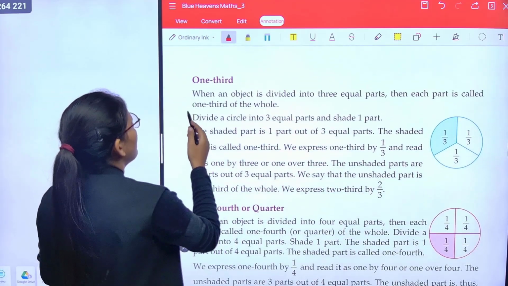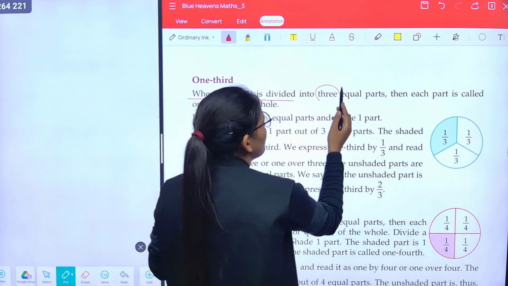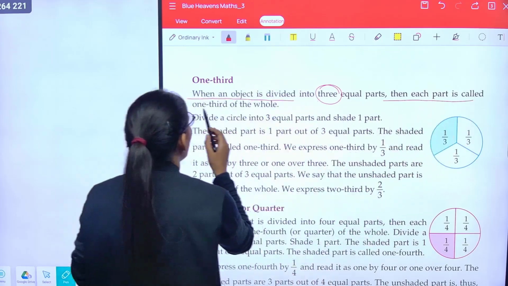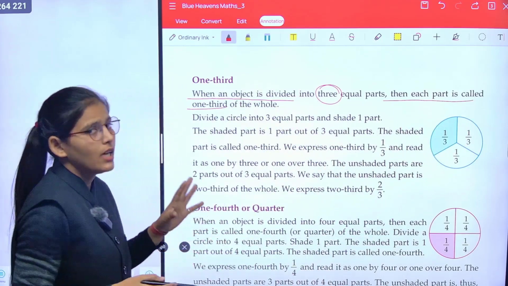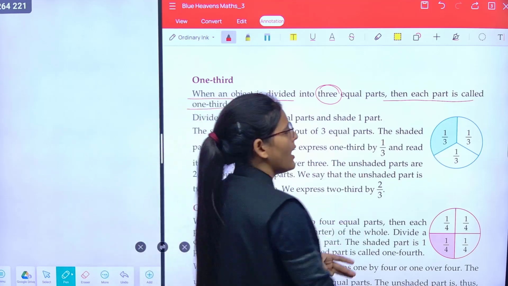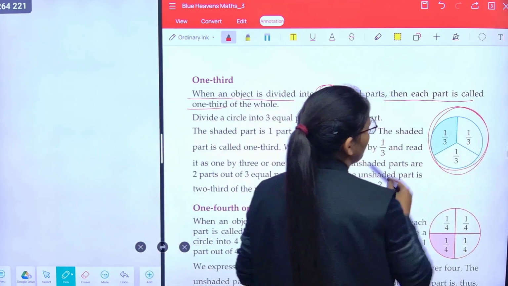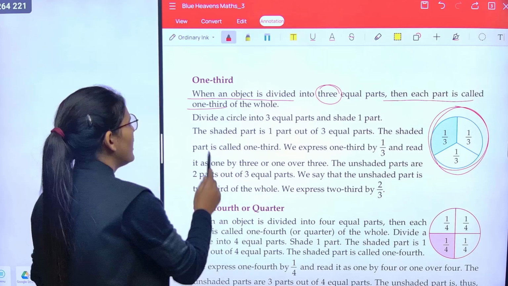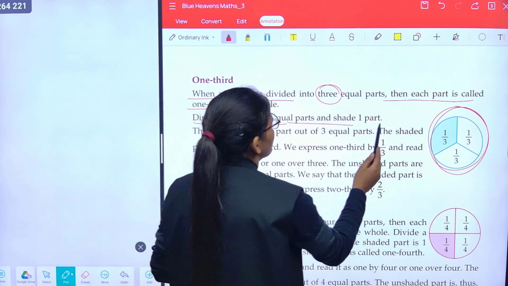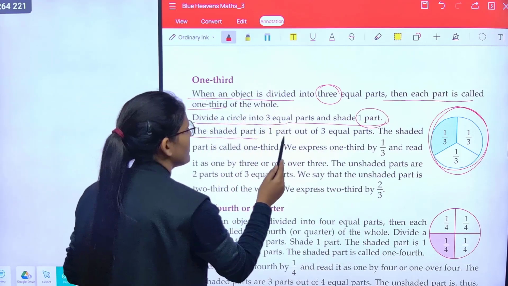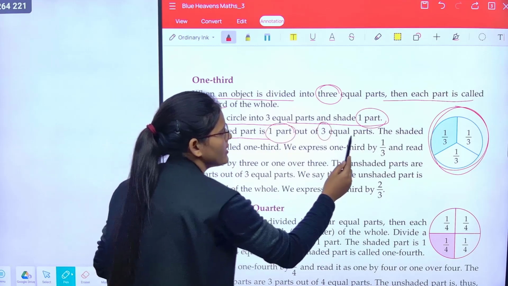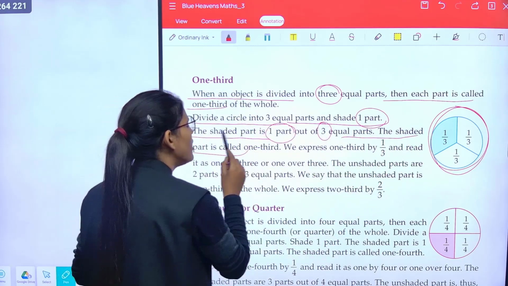Now 1/3. When an object is divided into three equal parts, then each part is called 1/3. अब हम किसी भी ऑब्जेक्ट को 3 equal parts में डिवाइड कर देंगे like this, तो वो क्या होगा? 1/3 part होगा of the whole. Divide a circle into three equal parts. Shade one part. The shaded part is one part out of three equal parts. The shaded part is called one third.